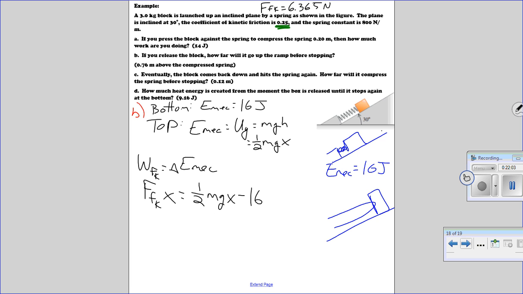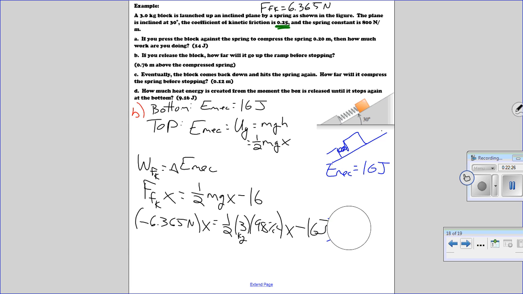We know everything in here except for x, so let's plug in our numbers. Our force of friction is negative 6.365 newtons times x equals 1/2 times 3 kilograms times 9.8 meters per second squared times x minus 16 joules. I'm going to leave you to do the algebra. You can certainly solve this. The only variable here is x. And when you solve it, you end up getting 0.76 joules.